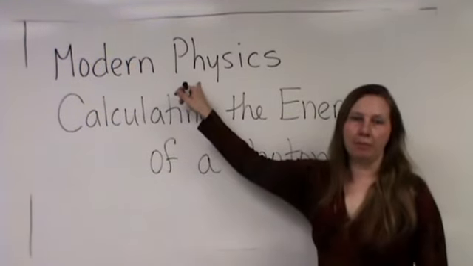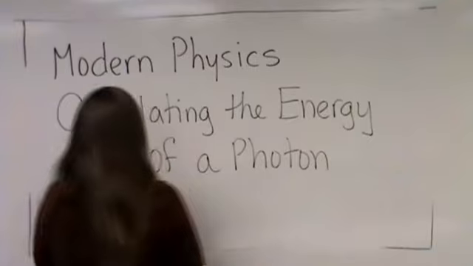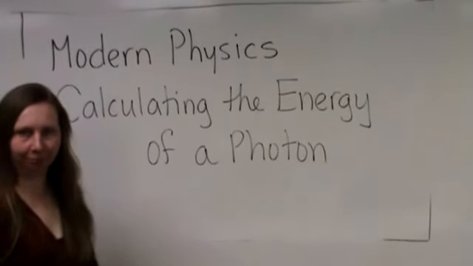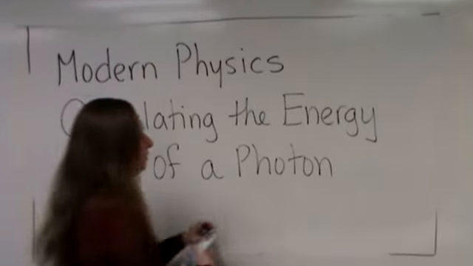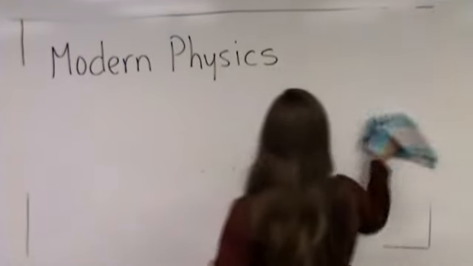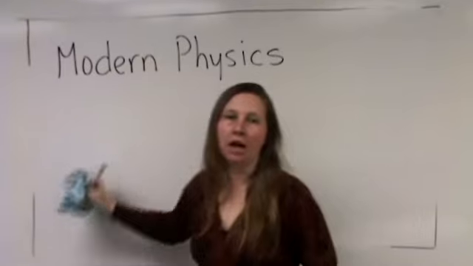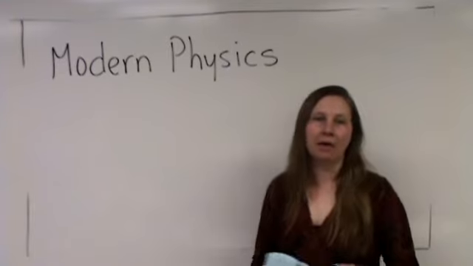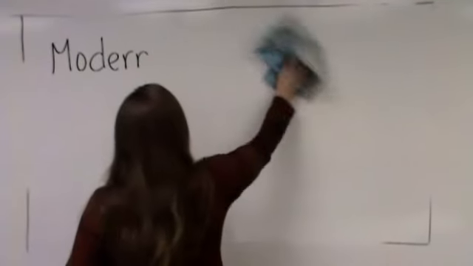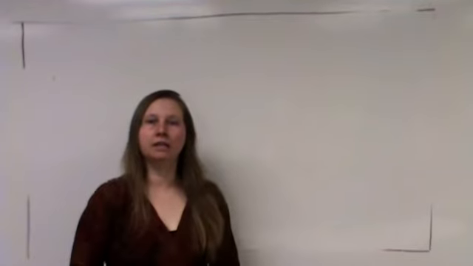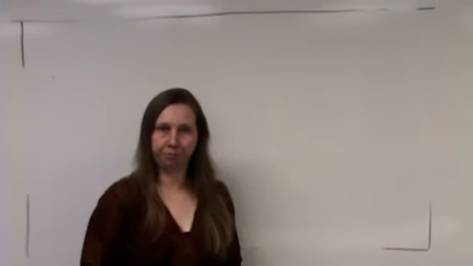Modern physics topic, and this section is called Calculating the Energy of a Photon. A photon is a little particle of light. Now, photons, even though we think of them as particles, do not have mass. But photons have momentum and photons have energy.